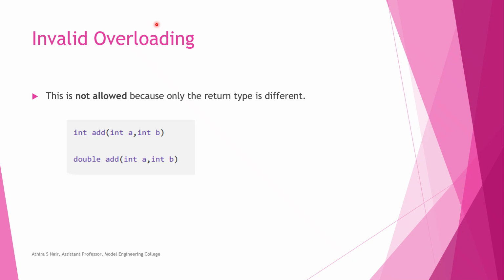Now remember one very important rule. Methods cannot be overloaded only by changing the return type. For example, here we have int add(int a, int b) and double add(int a, int b). This is not valid method overloading because the parameter list is exactly the same. So the compiler identifies overloaded methods using the method name and parameter list. The return type alone is not sufficient.